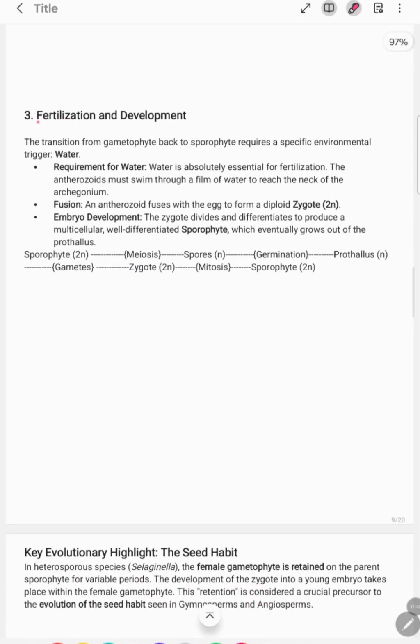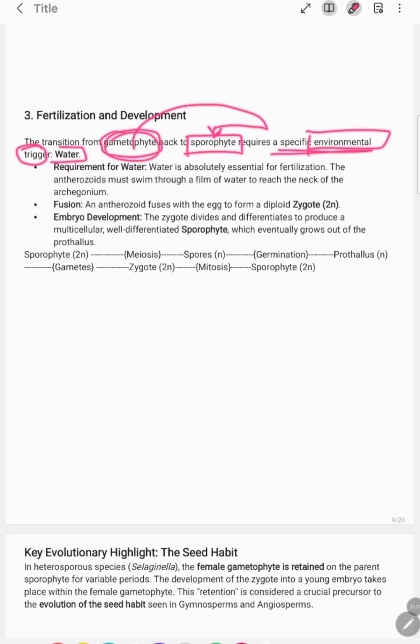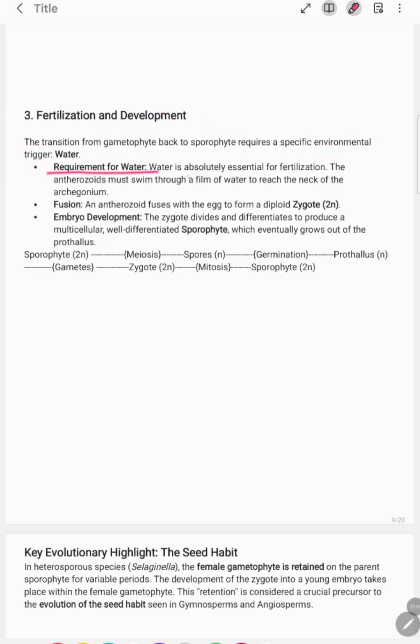Now we are going to study fertilization and development. See, the transition from gametophyte back to the sporophyte requires a specific environmental trigger. Now your gametophytic stage has to be transferred to the sporophyte stage, which requires a special environmental factor, which is your water. See how the water helps. Water is absolutely essential for fertilization. The antherozoids must swim through the film of water to reach the neck of the archegonium.